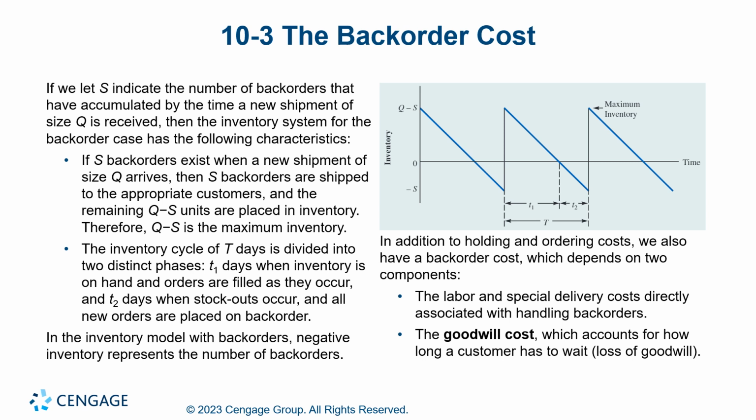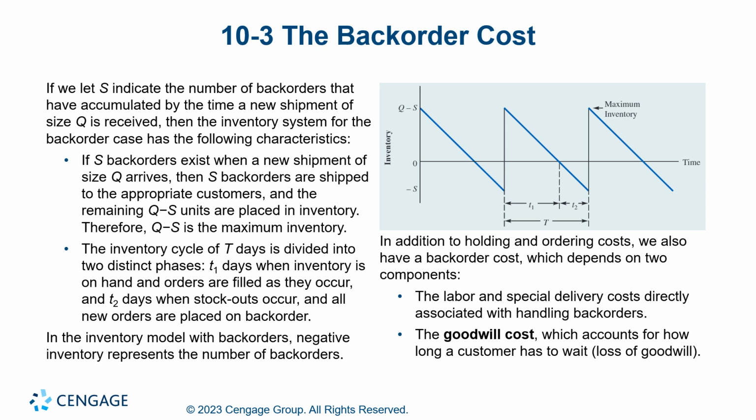And the second characteristic is that the inventory cycle of T is divided into two parts. T1 is when the inventory is on hand and the orders are filled as they occur. And T2 is when you can see that the inventory is already negative now. T2 is when the stockout occurs and all the new orders are placed on back order. So with the inventory pattern defined as such, we can proceed with the basic step of all inventory models, which is the development of the total cost model, specifically for this case in which we include the back order cost.